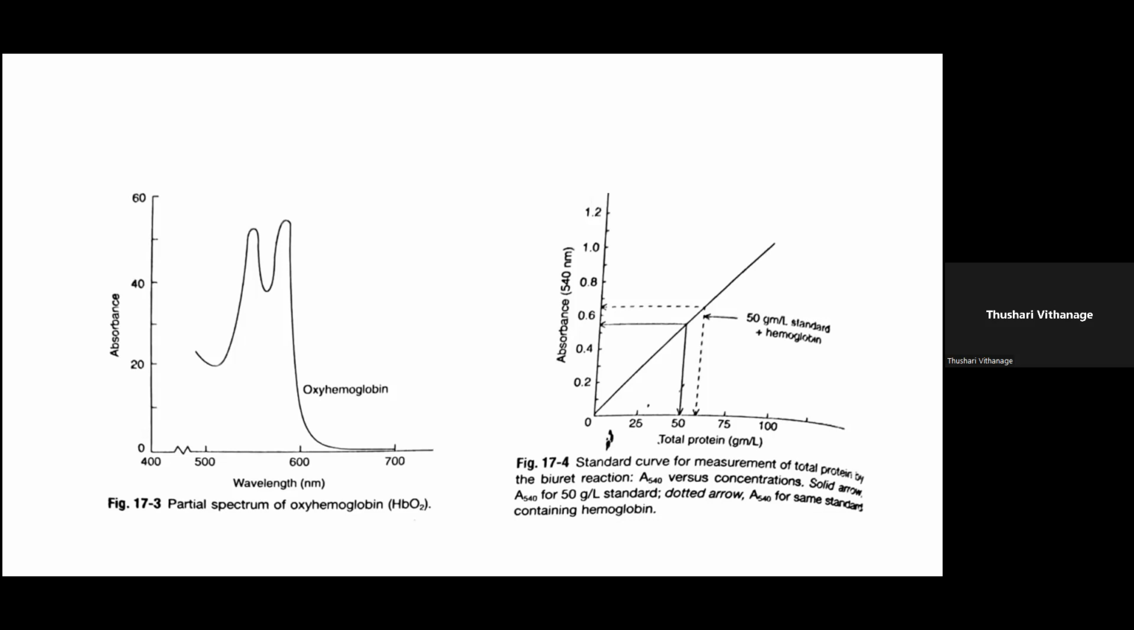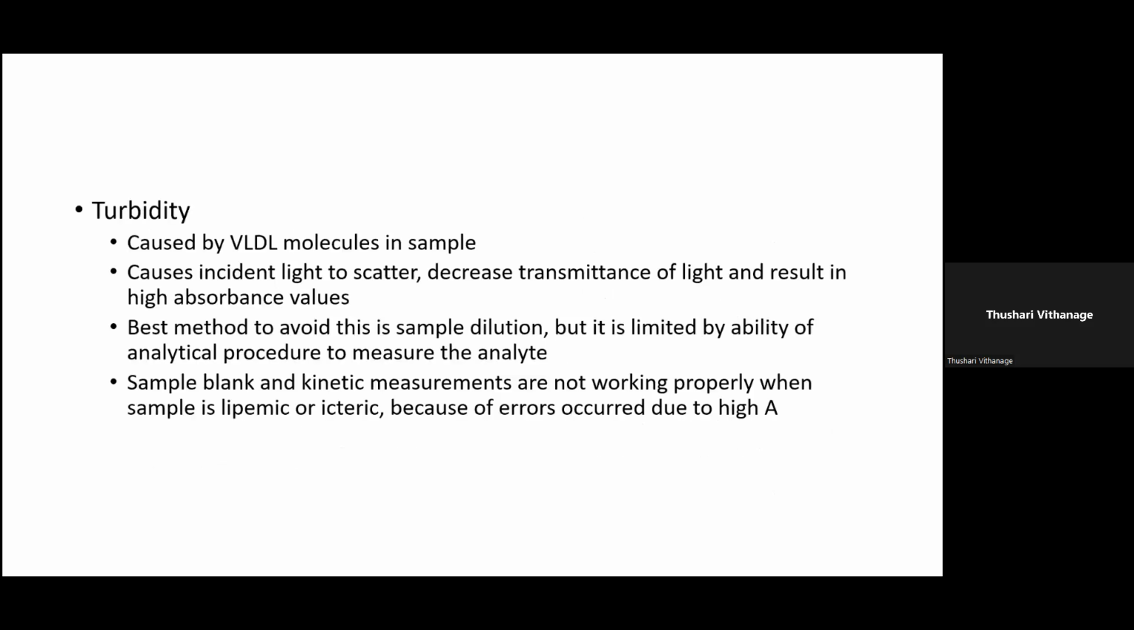there's maximum absorbance. In this graph, we can see the absorbance of a protein standard which was measured at 540 nanometers. The dark line indicates absorbance of the protein standard, 50 milligram per liter only. The dotted graph indicates standard plus hemoglobin, which causes positive interference in the protein assay.